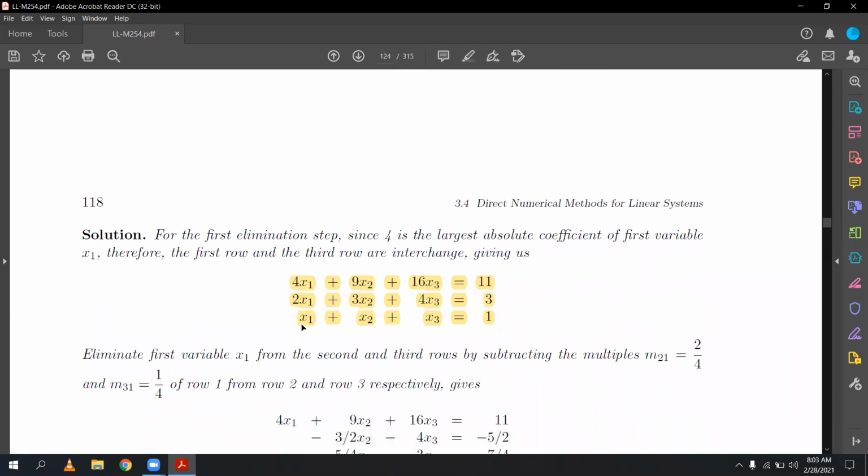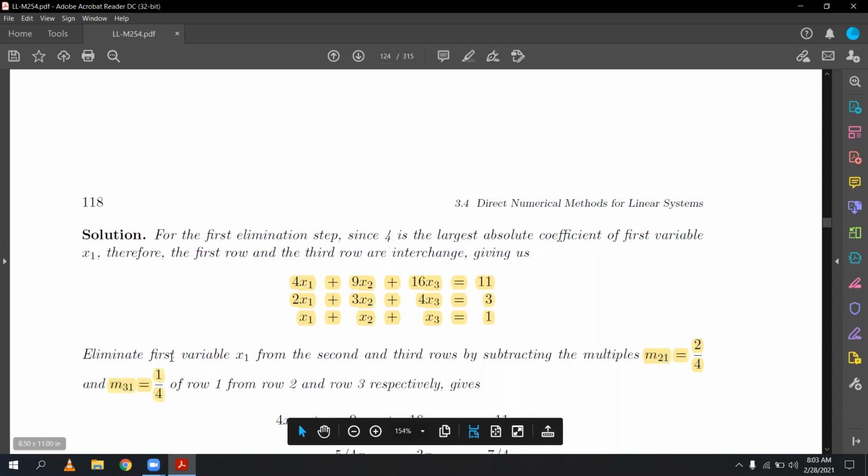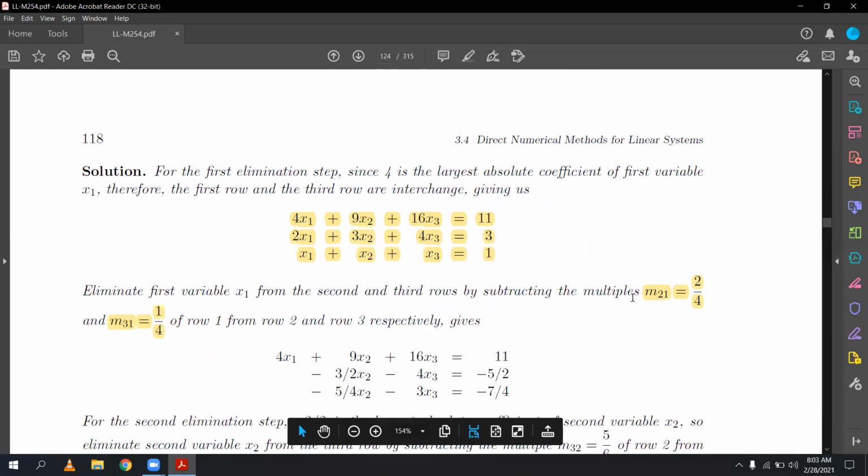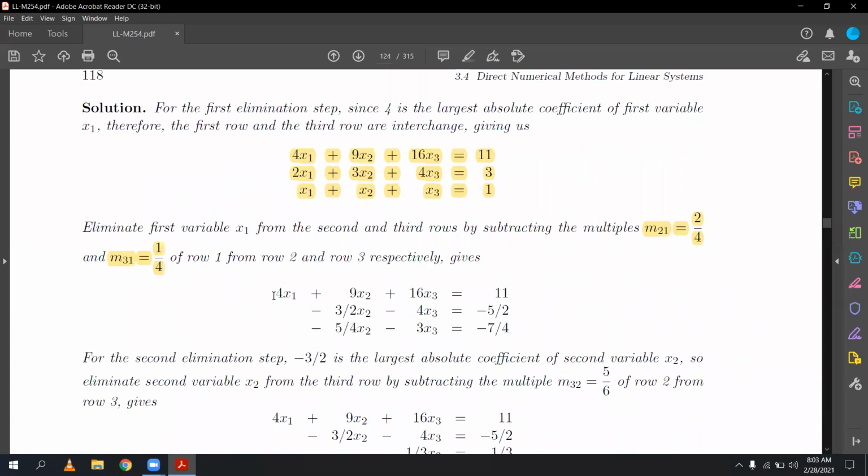We have to make this element and this element equal to 0 by defining M21, which is 2 divided by 4. And to make this one 0, we define M31, same as before. We multiply the first row by half and subtract here, and this will be 0. Multiply the first row by 1 by 4 and subtract here. So we make this one 0 and we have a new shape of the system, this one.